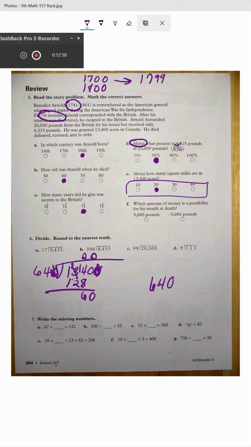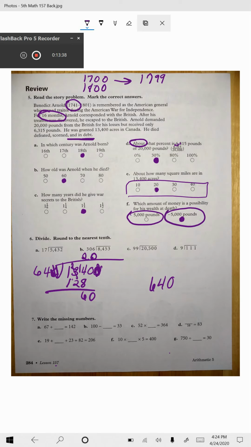Which amount of money is a possibility for his wealth at death? Would it be 5,000 pounds or negative 5,000 pounds? Well, look at your two options. 5,000 pounds means he has about 5,000 pounds in money. He has that money, which is more than dollars, by the way. It'd probably be about $8,000, which would be a lot of money at that time period. This is negative. That means he's in debt, right? Well, what does it say at the end of the story? He died defeated, scorned, and in debt. So which one is more likely that he has? This one.